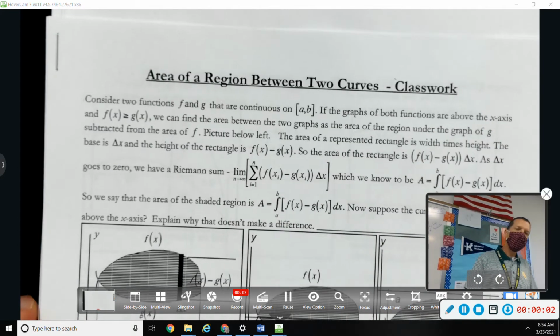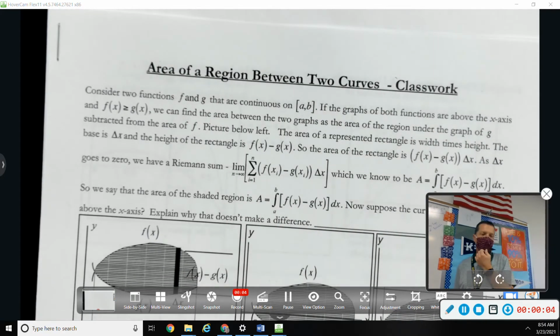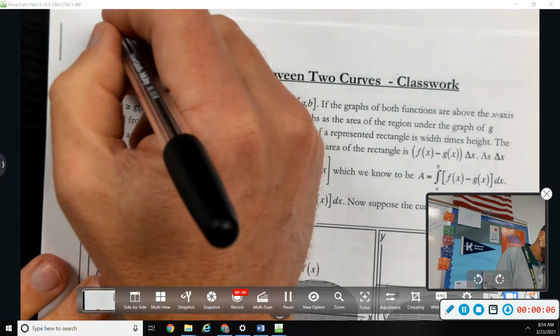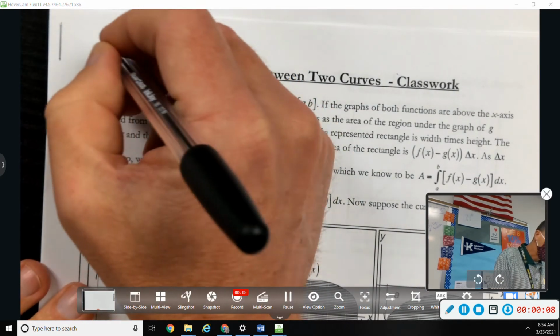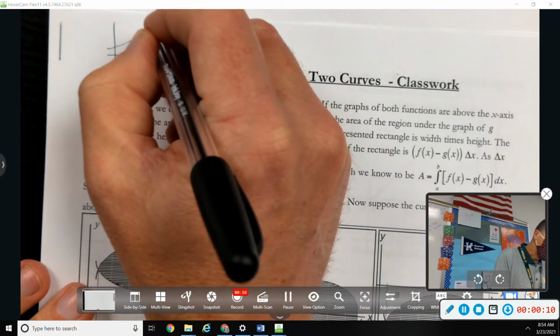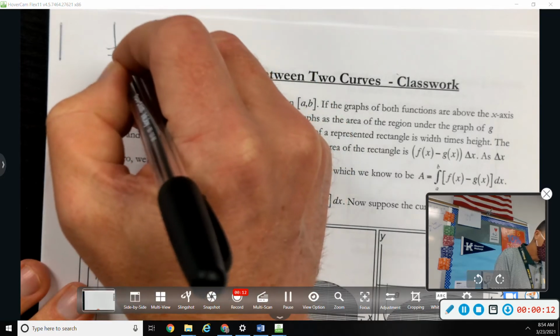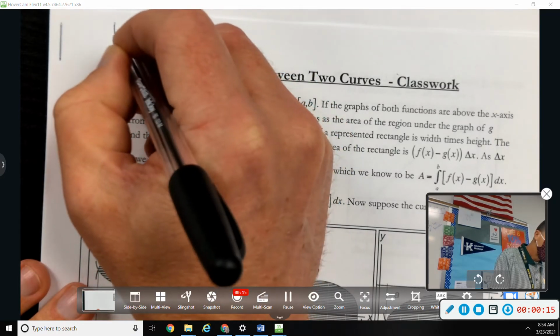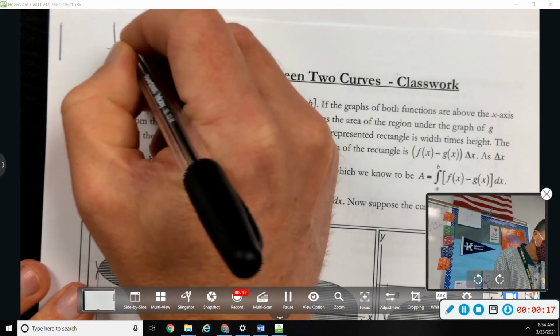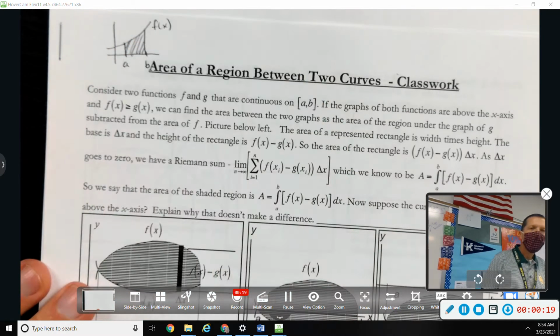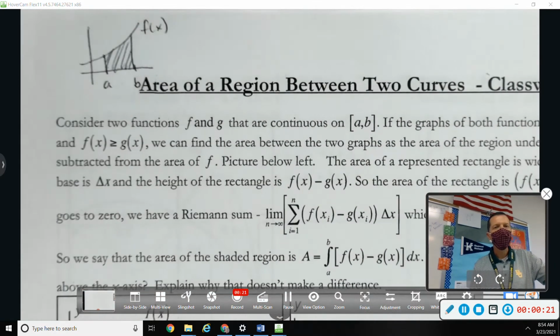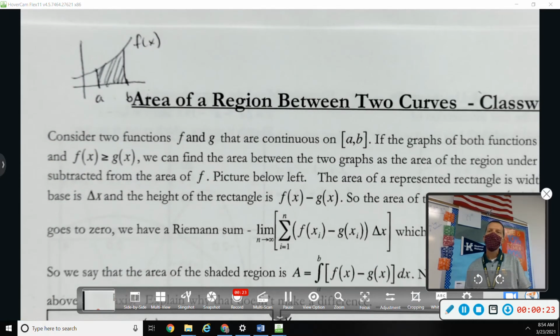All right, area of a region between two curves. Let's back up a second and remind ourselves about the area just under one curve. So before we do two curves, let's back up and work an easier problem. See if we can remember how this works.